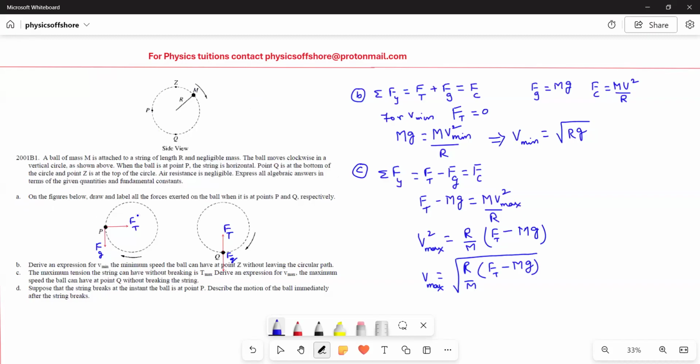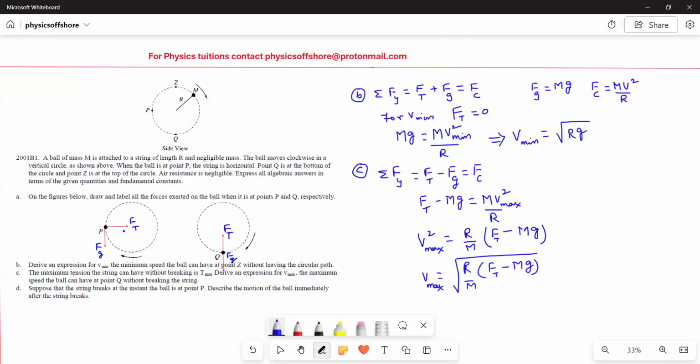We are asked to draw the forces at point P and point Q. At point P, the tension is towards the center, horizontal. I represented this. Gravity is acting downwards, which is also represented here. And at point Q, the tension is towards the center and upwards, and gravity is downwards, represented here.